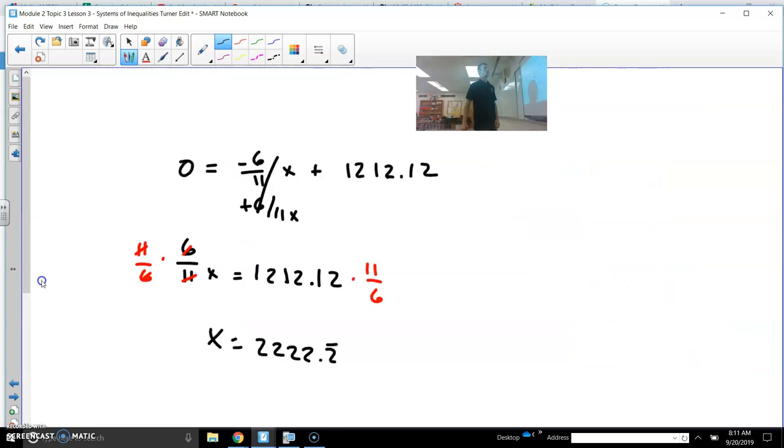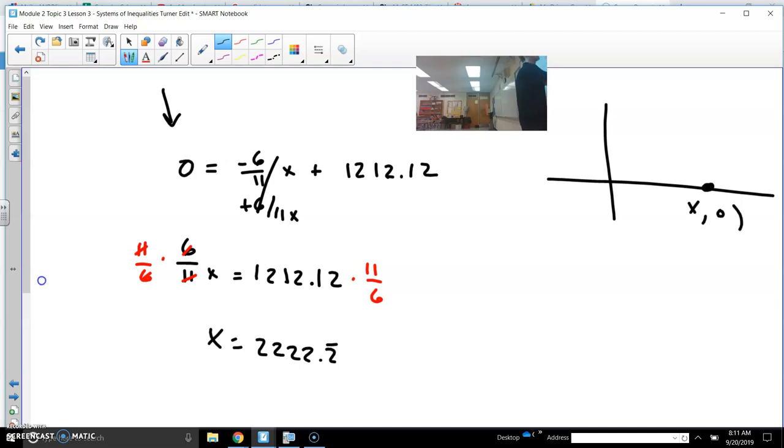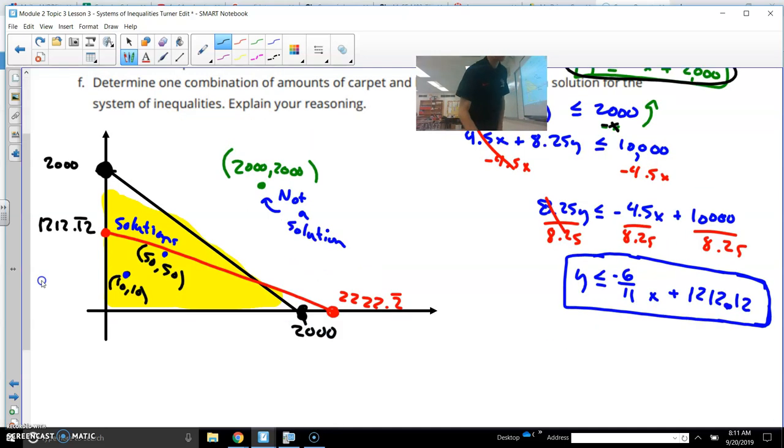So what I did was I went ahead and said, okay, what will make the y value 0 on the x-axis, which is what I'm looking for, the x value that makes the output 0. So I added 6/11 x to the other side, and then I multiplied by the reciprocal to figure out what that x value would be, and that turns out to be 2,222.2 repeating. So that means I'm going to connect those 2 points on the axis.